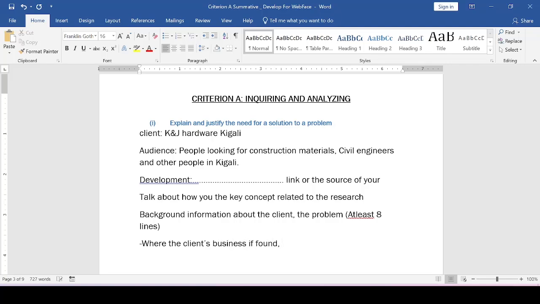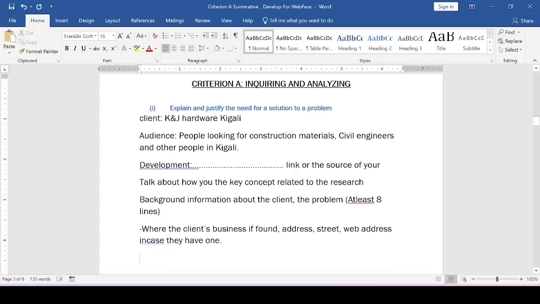So here you can talk about address, street number, maybe web address in case they have one. Where the client's business is found. Now here is how and when you approached the client.